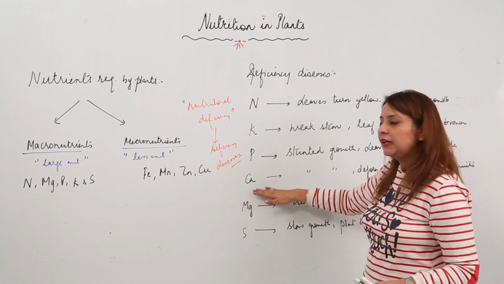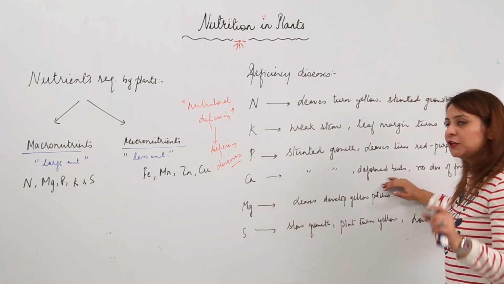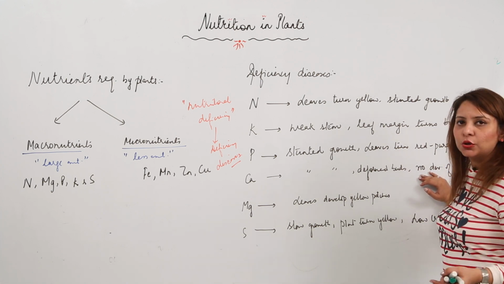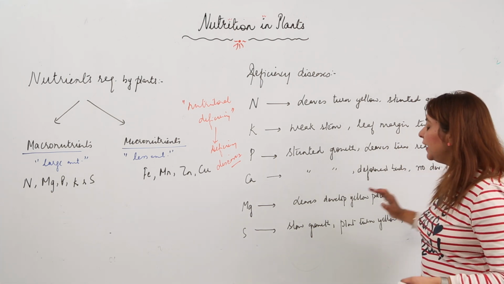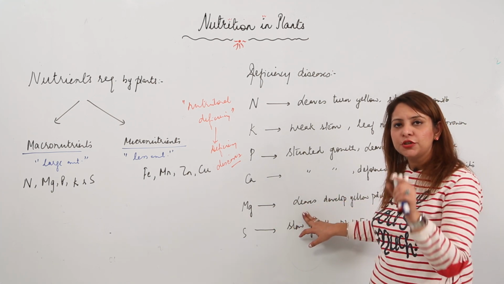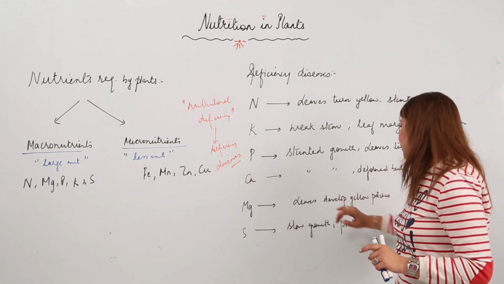With the lack of calcium, again there is stunted growth and deformed buds, that means buds are not fully formed, and no development of fruits. Along with the flowers, there is also no proper development. And if there is a deficiency of magnesium, you must have noticed that there are certain leaves which develop yellow patches. That is due to the deficiency of magnesium.